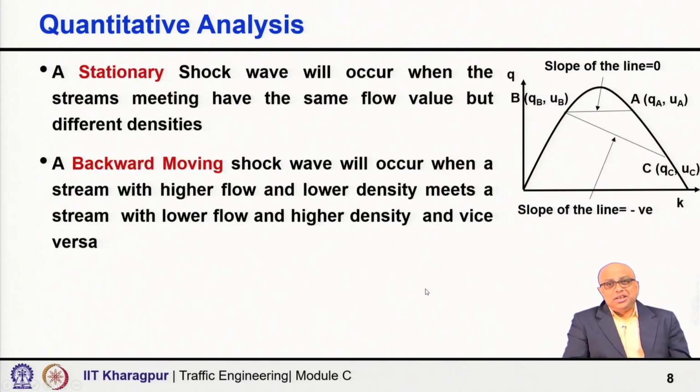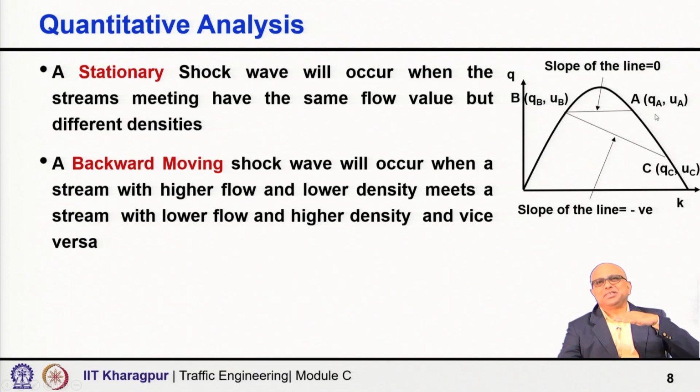Similarly, a stationary shock wave will be created when the slope is 0, horizontal. That means same flow, but two different densities. So, a stationary shock wave will occur when the streams meeting have the same flow, but different densities. You can see this line. Same flow, then only the slope will be 0, but two different densities.